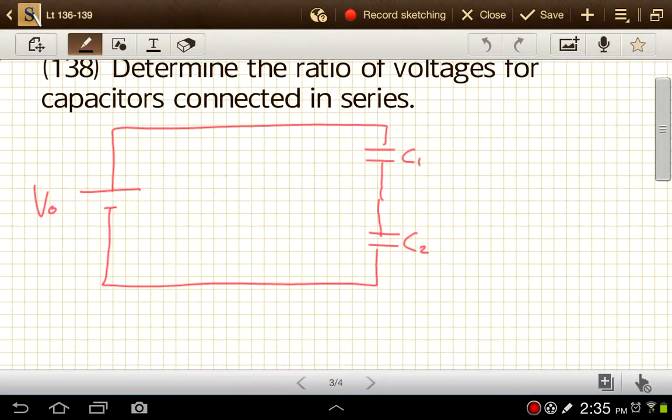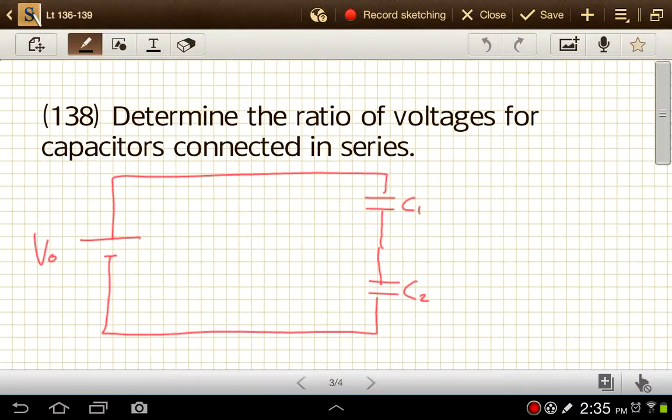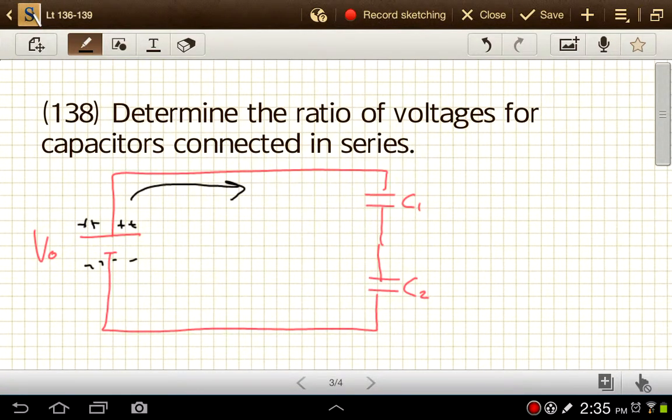Okay, so now let's look at series arrangements of capacitors. These ones are a little bit more complex. So we have initially positive charges on the battery here and negative charges on the battery on this side. So we'll have current flowing in the direction that the positive charges move. At least that's the convention for stating this. And so we'll end up with a buildup of positives here, and we'll end up with a buildup of negatives here.